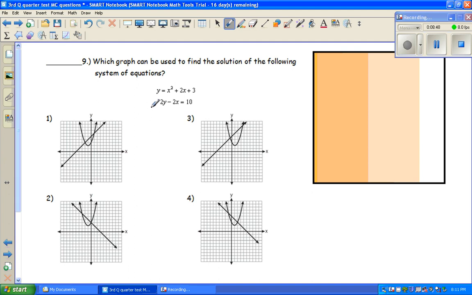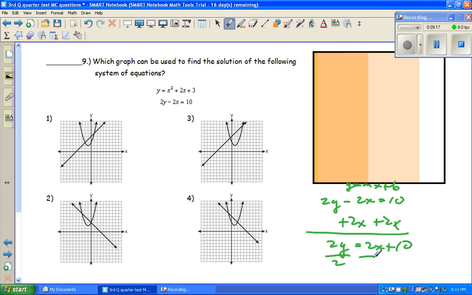Number 9, you have a system of equations, and we want to find that solution. Well, the first thing we have to do is rewrite 2y minus 2x equals 10 into y equals mx plus b form. So that means we're going to solve it for y. We're going to do that by adding the 2x to each side. So that gives us 2y is equal to 2x plus 10, and divided by 2. So that gives us y equals 1 over 1x plus 5.